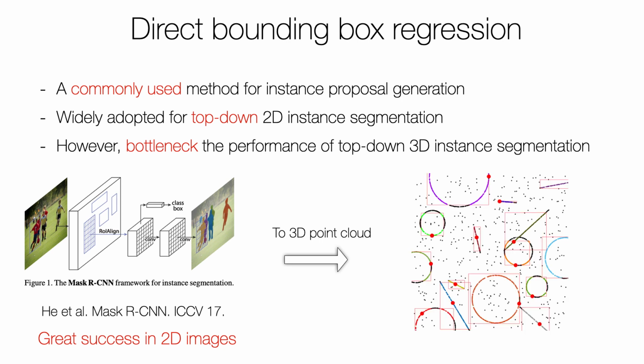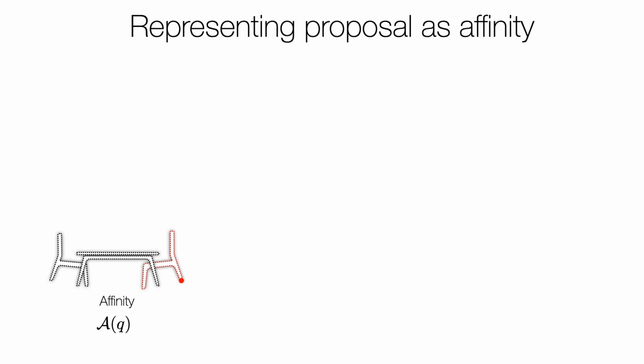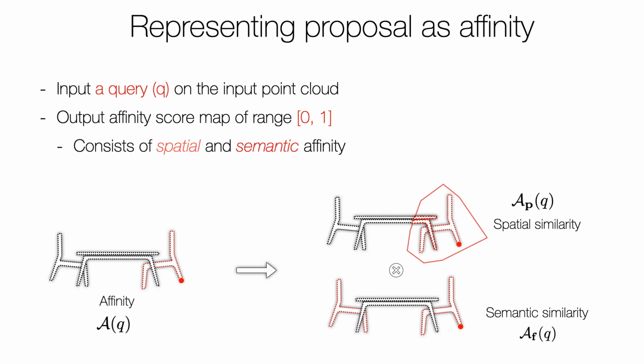We validate our findings on simple synthetic 2D point clouds that are composed of lines, circles, and background points. As we can see here, the bounding box regression does not produce sufficiently accurate proposal boundaries. As a result, its mAP performance is less than 50%, while our method achieves nearly perfect results with mAP above 90%. Our method takes a query Q sampled on the input point cloud and outputs an affinity score map, ranging from 0 to 1.